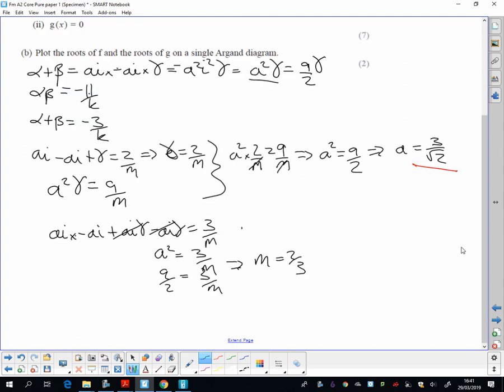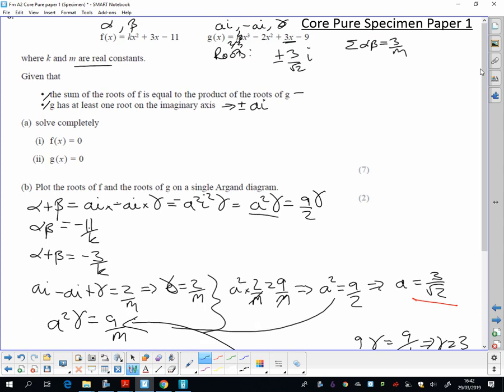Once you've got m, we now know m, we now know alpha, so we can sub back in and we can find out what gamma is. So we know what those two things are. They can go into there. So I know that 9/2 times gamma is the same as 9/m. I can therefore find that gamma is 3. So now I've got all the roots of this equation.